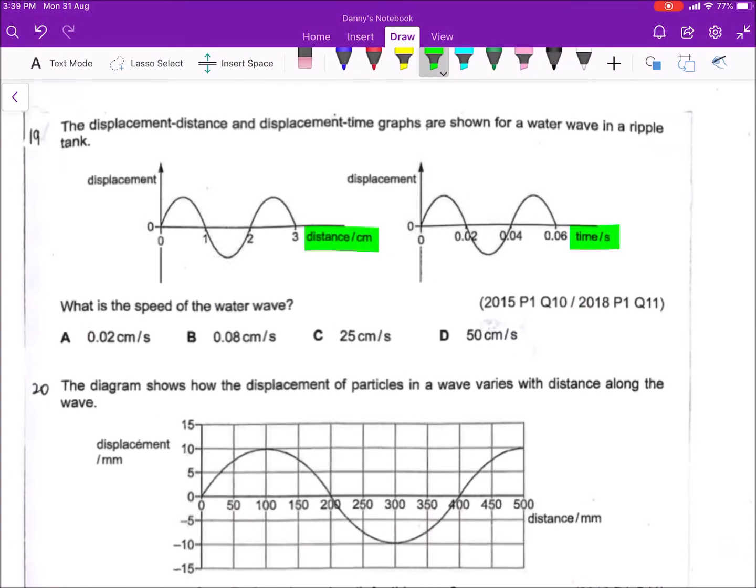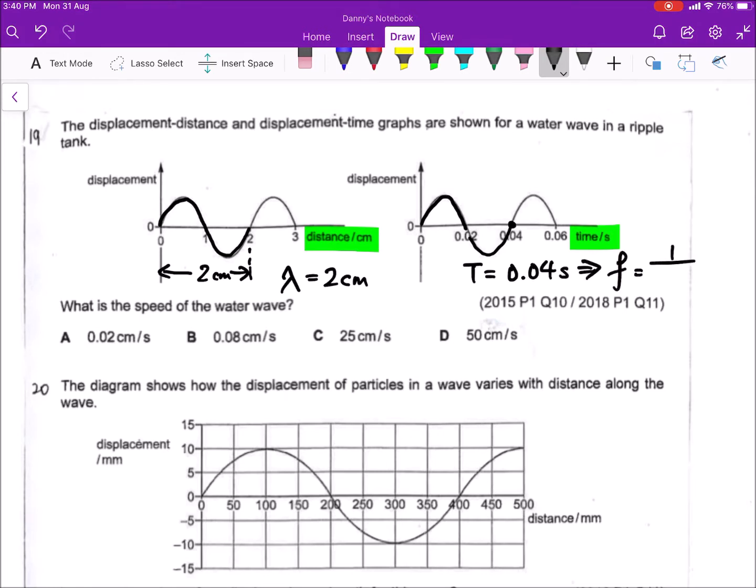Down here, in the displacement distance graph, you can see that one wave occupies 2 cm. So this is your wavelength. Down here you can see that one wave takes 0.04 seconds. So you know that the period is 0.04 seconds. If you convert it into frequency, it will be 1 divided by 0.04 hertz.